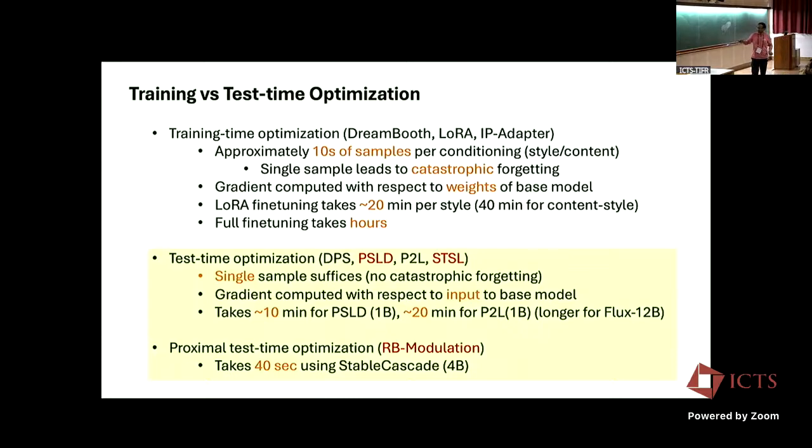RB modulation does something else. We can do it in 40 seconds per image for Stable Cascade, which is a 4 billion size model. So therefore, this actually could be productionized. And so that's what I want to talk about as the first thing. And then I'll talk about something which is even faster.